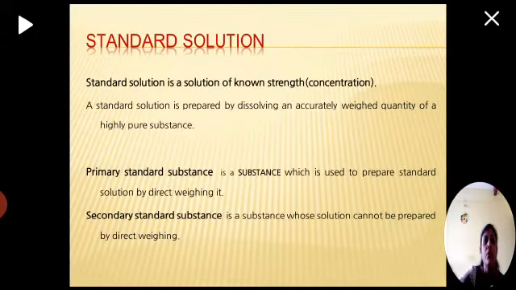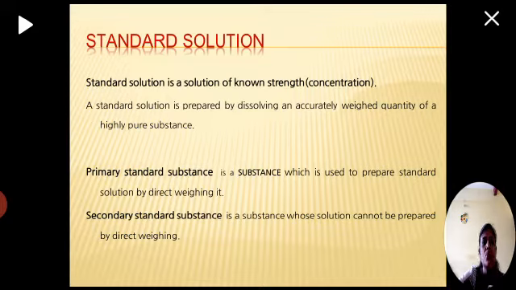Then for this volumetric analysis we need a standard solution. Volumetric analysis depends on the use of at least one standard solution. And how can it be made? It can be made by dissolving an accurately weighed quantity of a highly pure substance. The standard solution is a solution of known concentration. Then comes the primary standard substance. What is this primary standard substance?